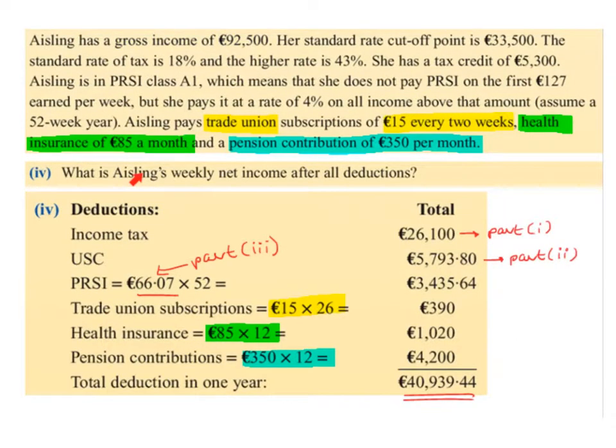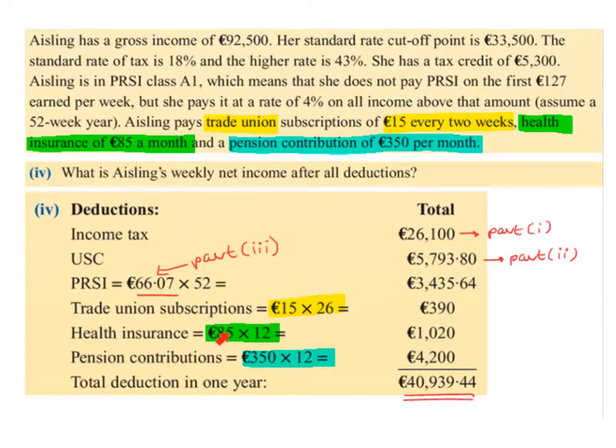Part 4. What is Aisling's weekly net income after all deductions? So her deductions. Her income tax is €26,100. That's from Part 1. Her USC is €5,793.80. That's from Part 2. Her PRSI from Part 3 was €66.07. And multiplying that by 52 to get the yearly amount is €3,435.64. Her trade union subscriptions are €15 times 26, because she pays that every 2 weeks. And 52 divided by 2 is 26, so that's €390.